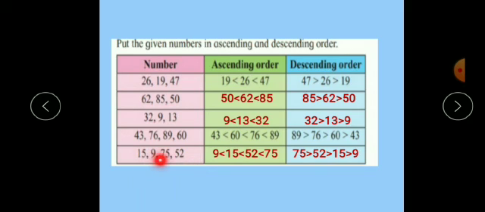Now 4 numbers are there, but the method is the same. First we will write in ascending order, the numbers arranged from smaller to bigger. Here 9, then 15, then 52, then 75. The numbers are arranged from smaller to bigger. And in descending order, we will write the numbers from bigger to smaller. That means first we will write the number 75, after that 52, after that 15 and after that 9.